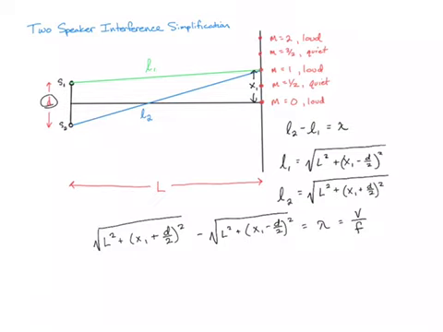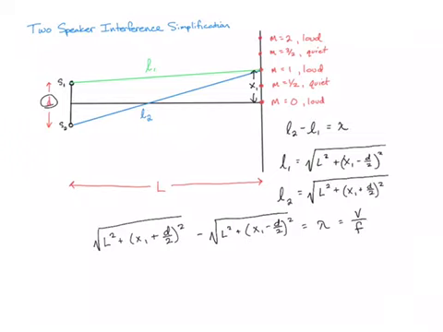Alright guys, so what we get is this fun equation here, where the square root of L squared plus (x1 plus d over 2) squared minus the square root of L squared plus (x1 minus d over 2) squared equals lambda, which is also v over f, where v is the speed of sound, approximately 340 meters per second, and f is the frequency of the tone that the two speakers play.